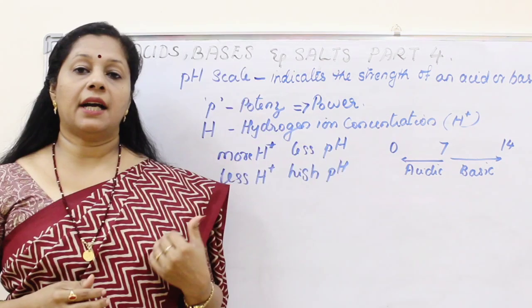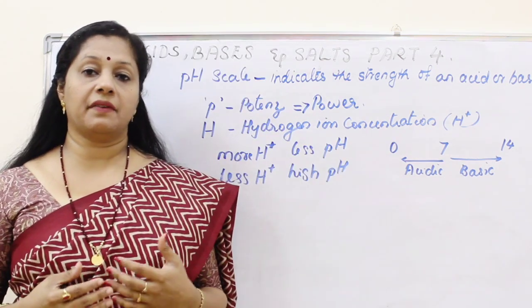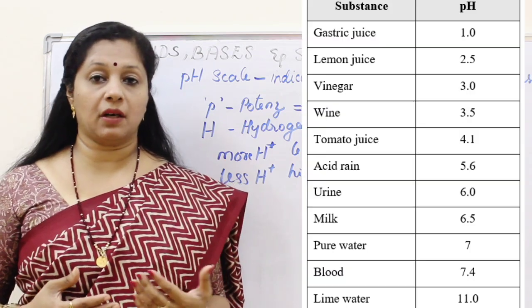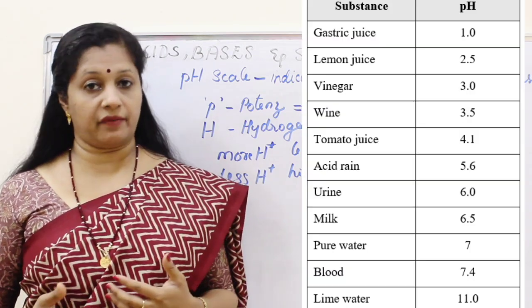And 11 to 14 are considered strong bases. In this chart you can see a few substances of our daily use, or that we come across, and their pH values, so that you can find out which is acidic or basic, and whether they are strong or weak.